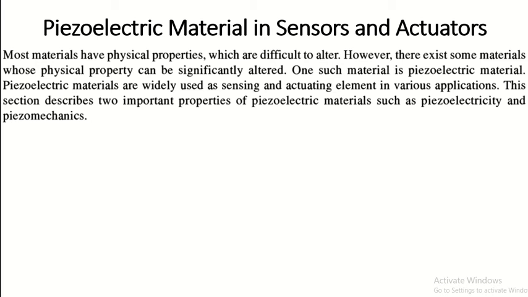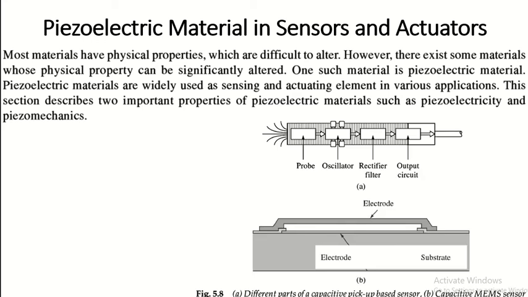This section describes two important properties of piezoelectric material. One is piezoelectricity and another one is piezomechanics. Here one figure is given where different parts of a capacitive pickup based sensor are shown in figure A, which shows a probe, oscillator, rectifier filter, and output circuit. In figure B, it shows a capacitive MEMS sensor with electrode and substrate.